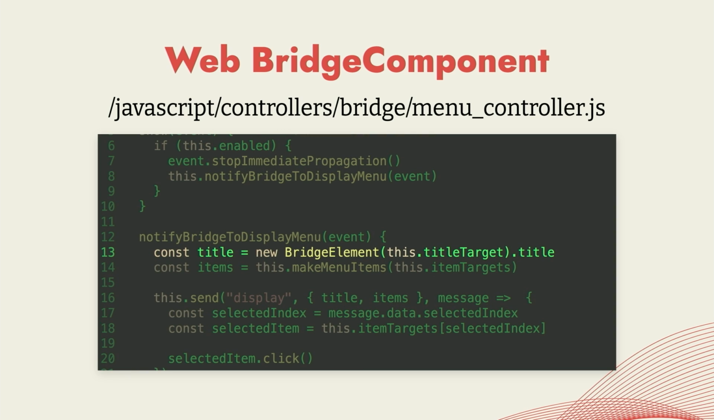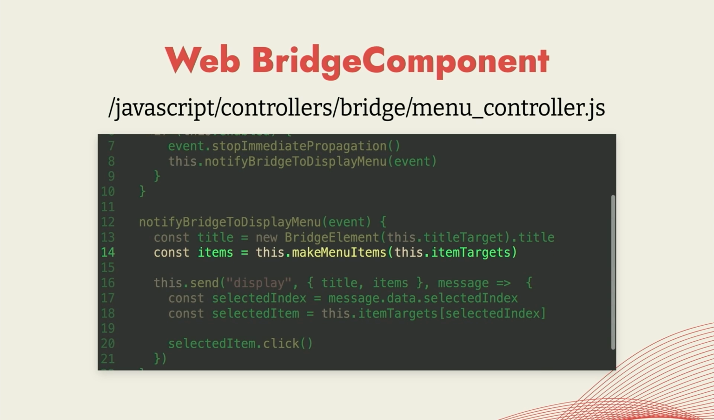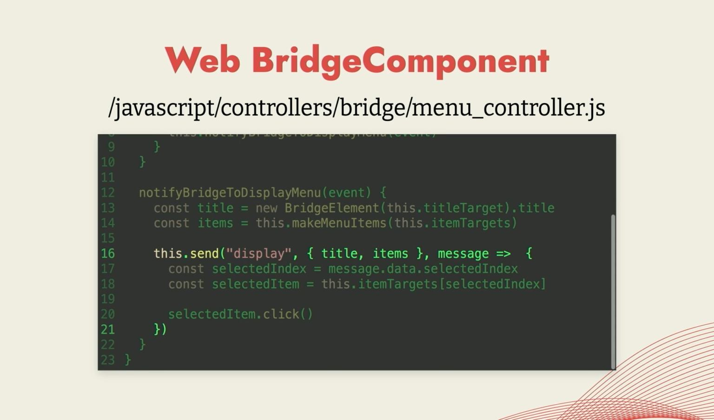We're going to wrap the title target in a bridge element to get its title. We're going to make the menu items into JSON. I don't have that code here, but it's very simple. It's in the demo app that we've got. Then we're going to send a message. So we're going to send a display event message to the native app. We're going to pass along the data with the title and all the items in the menu. And then we're going to set up a callback here.